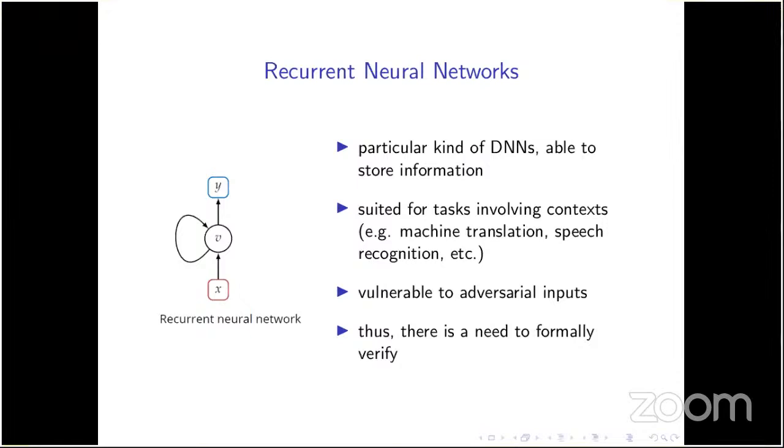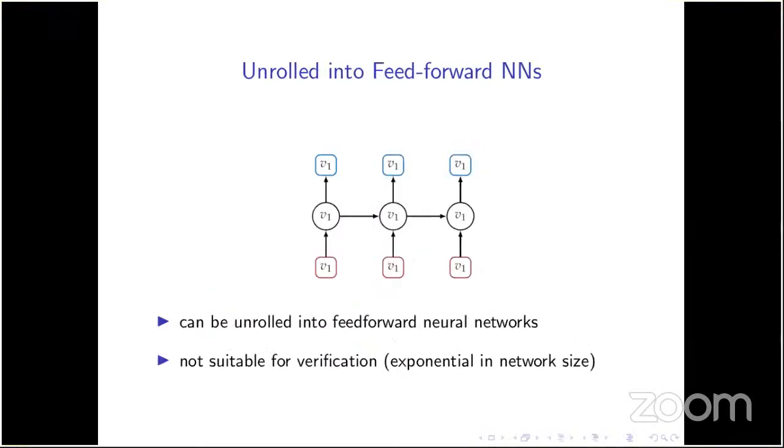and of course they have the ability to store information because you want to reuse information from the previous context or from the previous run. So they are suited for tasks that involve context, like machine translation and speech recognition and so on. But like any other DNN, they are vulnerable to adversarial inputs, and therefore there is a need to formally verify. The formal verification can be done when you unroll them into what are called feed-forward neural networks, whatever we had been seeing so far. But this is not very good for verification because the verification exercise is exponential in the size of the network, and therefore this is discouraged.